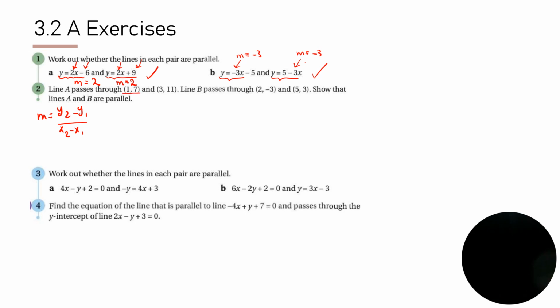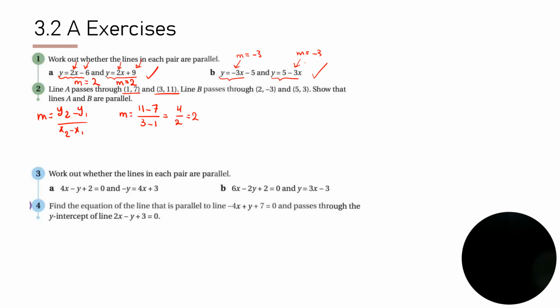So for line A, we have 2 points. Find the slope or gradient. M equals, consider the first point to be x1 and y1, the second point to be x2 and y2. So subtract the y's, 11 minus 7 over 3 minus 1. Okay, it's going to be 4 over 2, which the slope is 2.